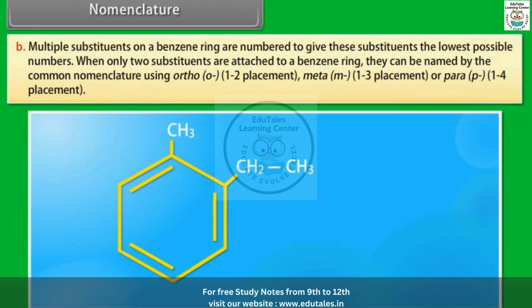B. Multiple substituents on a benzene ring are numbered to give these substituents the lowest possible numbers. When only 2 substituents are attached to a benzene ring, they can be named by the common nomenclature using ortho, o-, 1,2 placement; meta, m-, 1,3 placement; or para, p-, 1,4 placement. The given compound is 1-ethyl-2-methylbenzene or o-methyl-ethylbenzene.